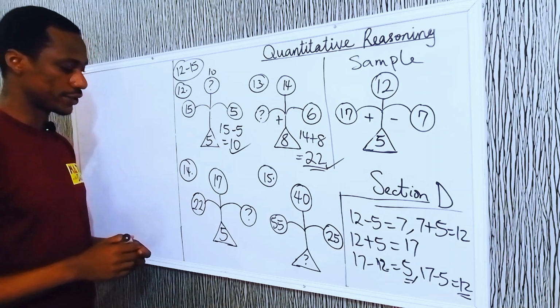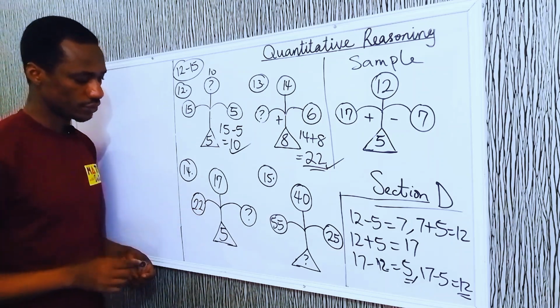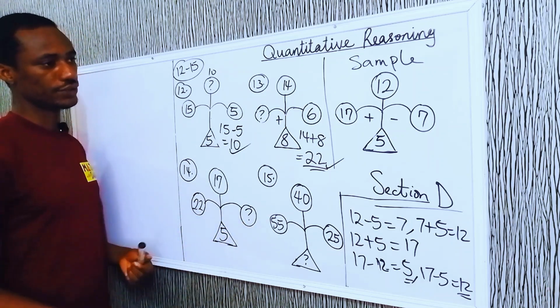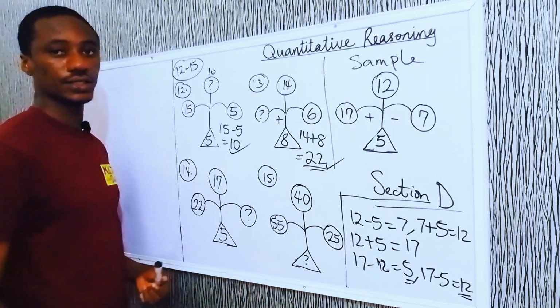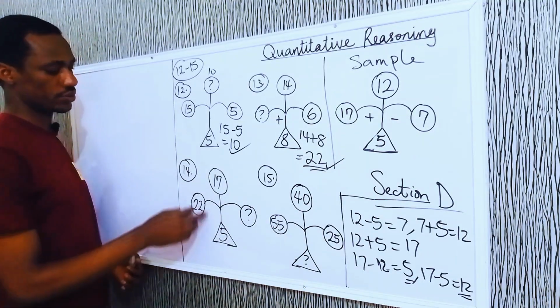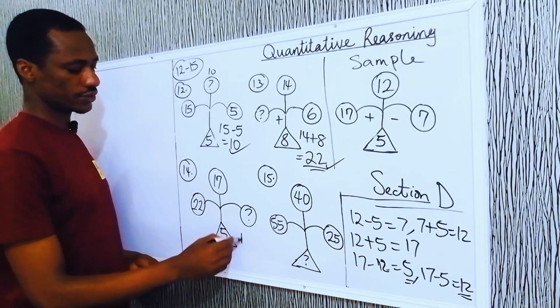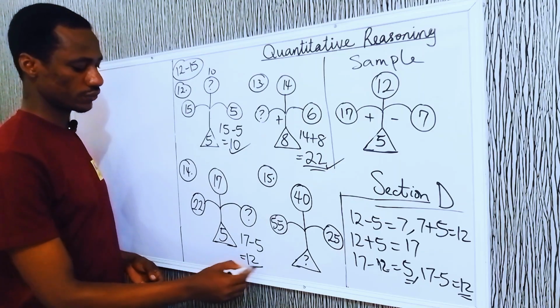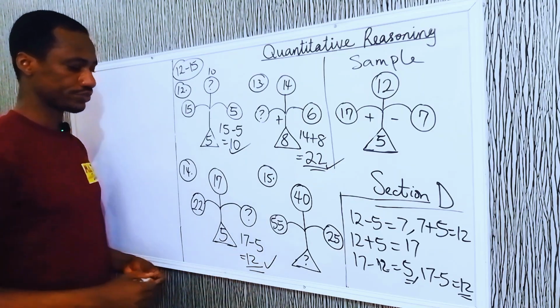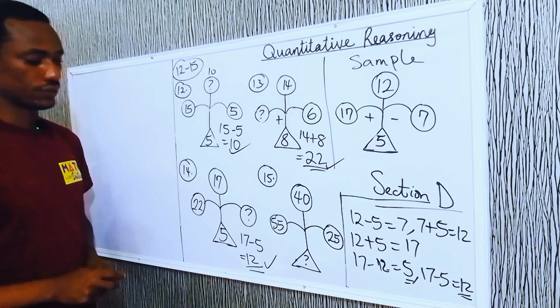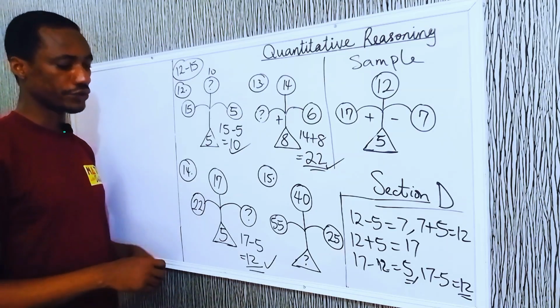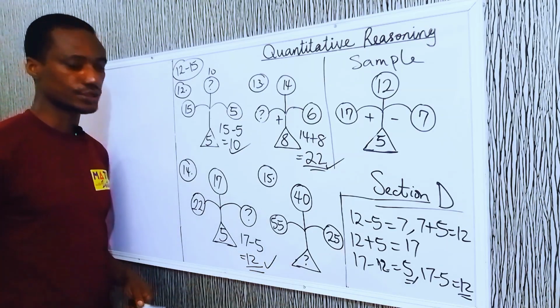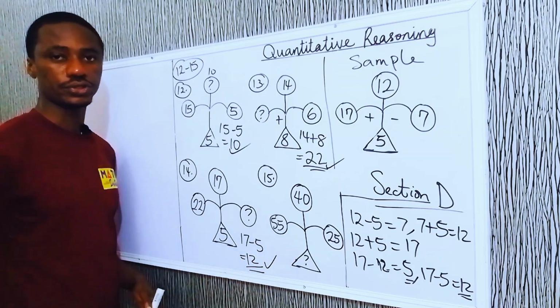So number 14, we have this part missing, and then from our analysis, we've seen that it's subtraction, right? Okay, so we do 17 minus 5. 17 minus 5 is 12. So the answer to number 14 is 12. So I'm going to leave 15 for you. What are you going to do to get this triangular part here?